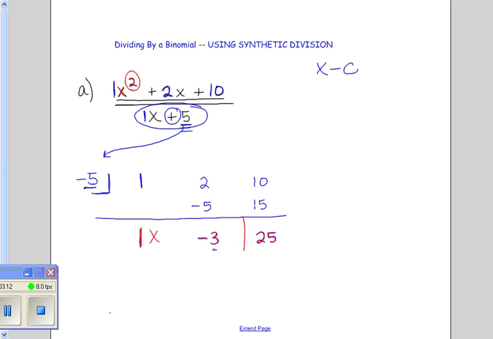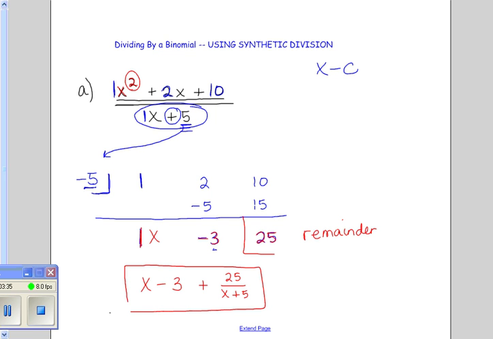The last number is always going to be your remainder. Sometimes you will not have a remainder, it just depends on the problem. So to write my answer, I would have x minus 3 plus 25 over the polynomial that I divided by, which was x plus 5. So you always put your remainder over the binomial that you're dividing by. Always use a plus sign here between those.